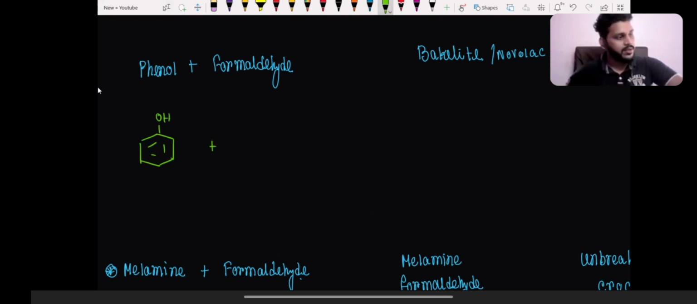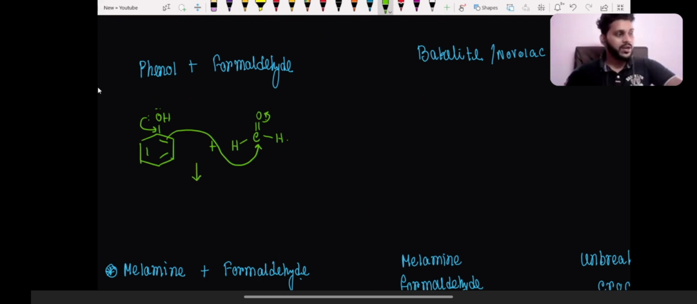Formaldehyde is HCHO, right? Now what would happen if I react a phenol? Let's just, for my convenience, draw it like this. If I react a phenol with formaldehyde, what are my products supposed to be? So see, this lone pair would come over here. This electron would go and attack on the carbon, and this bond would break, right?